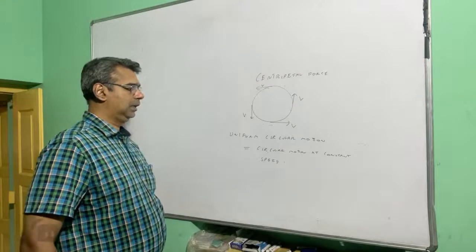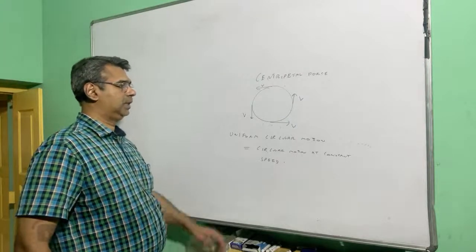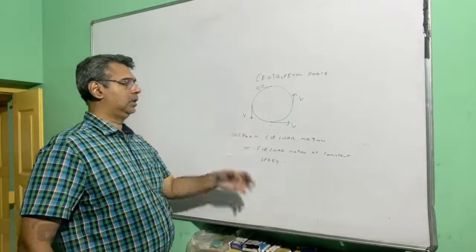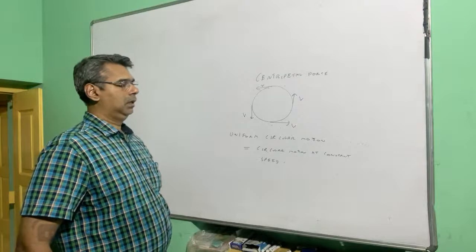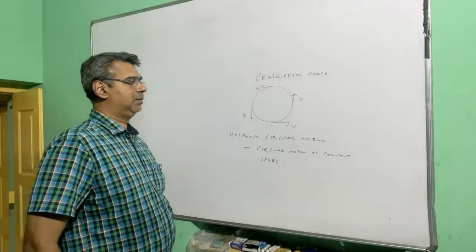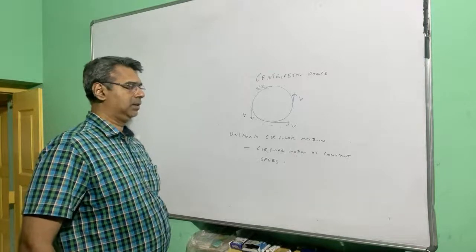So in case of uniform circular motion, the body may be traveling at constant speed, but the direction of motion is changing all the time. That means the body is traveling with variable velocity, and if a body is traveling with variable velocity, then definitely it is accelerated.